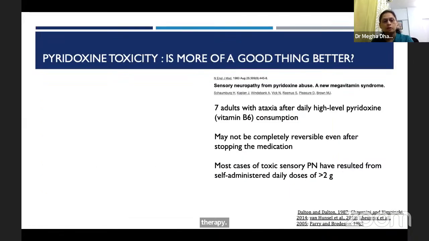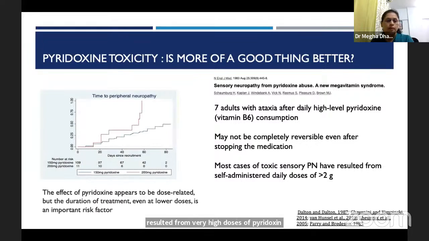Coming back to pyridoxine toxicity, is more of a good thing better? So this is what the question is. In 1983, there was a nice paper in NEJM, which first studied 7 adults who presented with ataxia after a high level of pyridoxine consumption. And these patients may not reverse completely even after stopping the medication.